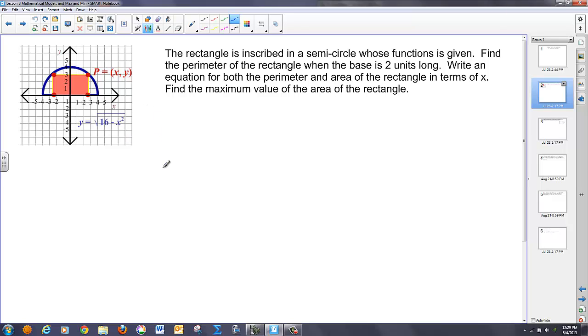In this first problem, we have a rectangle inscribed within a semicircle, and the equation of that semicircle is given by y equals the square root of 16 minus x squared. In other words, that y value describes the height of the rectangle. The base is described by the distance across, and you'll notice it's symmetric about the y-axis. We've got actually three questions asked in this problem. One, they want us to find the perimeter of the rectangle with the base of 2 units long.